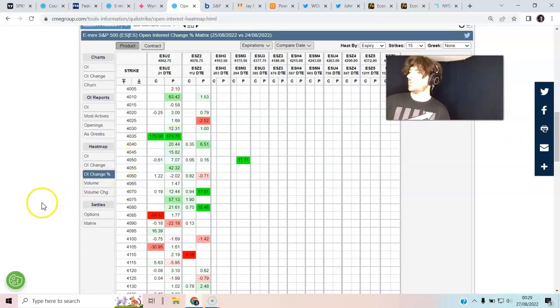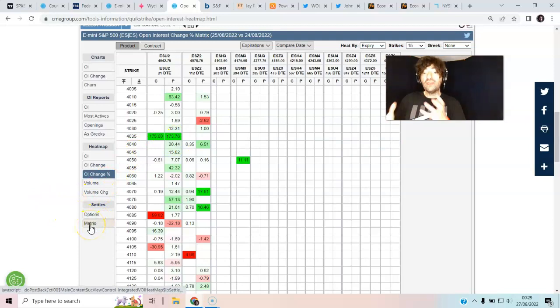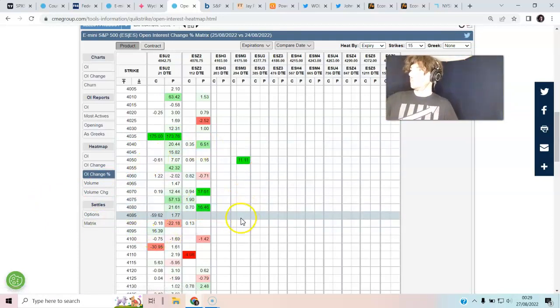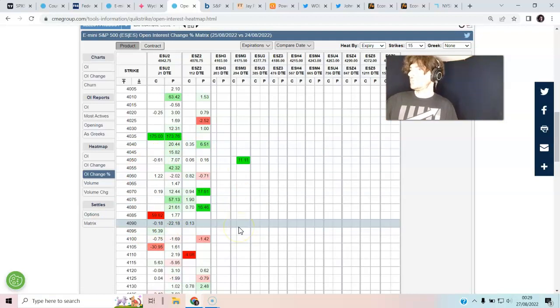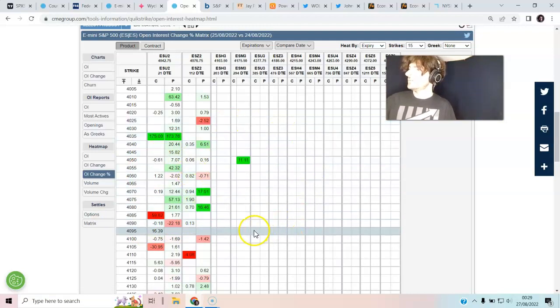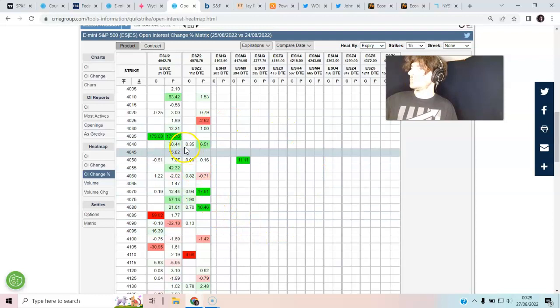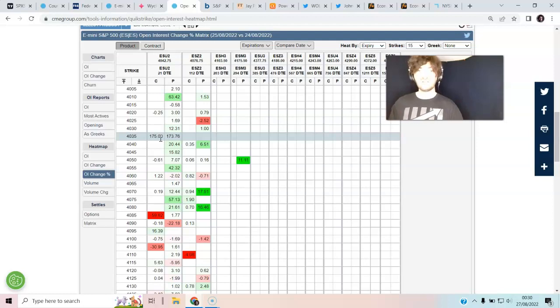So big. If you don't know what big looks like for options, just have a look around at all the other numbers in terms of percentage change. You can see there's nothing in the 3 digits until we get to 4035. Massive puts and actually massive calls, but that's for the current contracts.